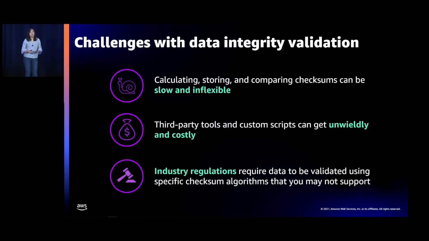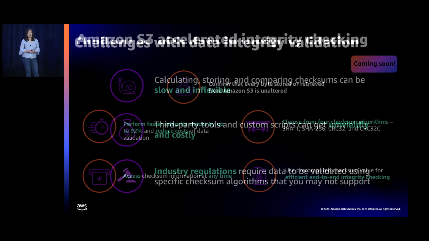In addition to encrypting your data, we also recommend performing data integrity validation on the objects that you store in Amazon S3 as needed. However, we understand there are several challenges around this topic. Calculating and comparing checksums on the client side can be slow and inflexible. Third-party tools can be costly, while custom scripts can be hard to manage. And industry regulation may require integrity validation with different checksum algorithms that you may not support.